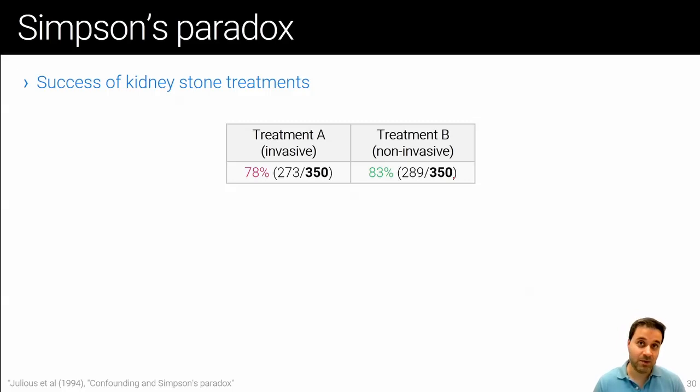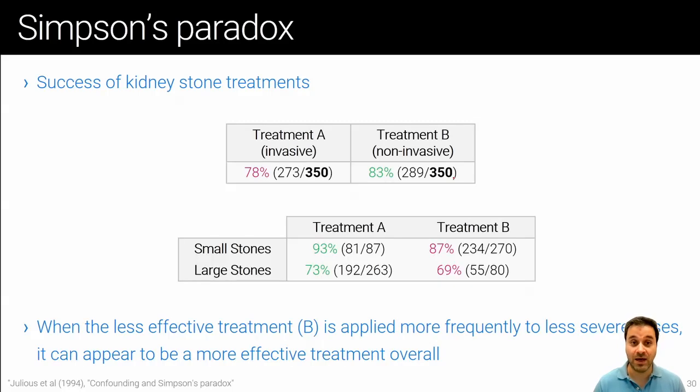Again, it depends. And the third variable to take into consideration here was the size of the stones. So what we had in this data is that patients with small stones were more often assigned the non-invasive treatment. So we have here 270 versus 87. And people with large stones, they were not bothered with the non-invasive treatment. They were all ready for the invasive one, 263 versus 80.